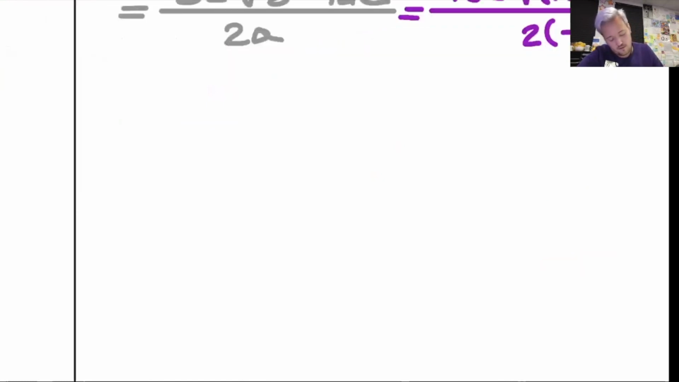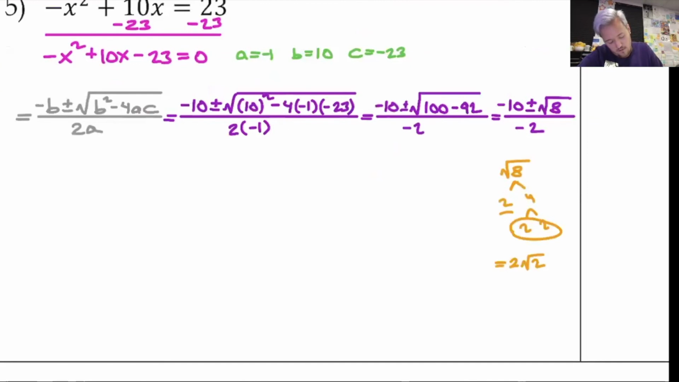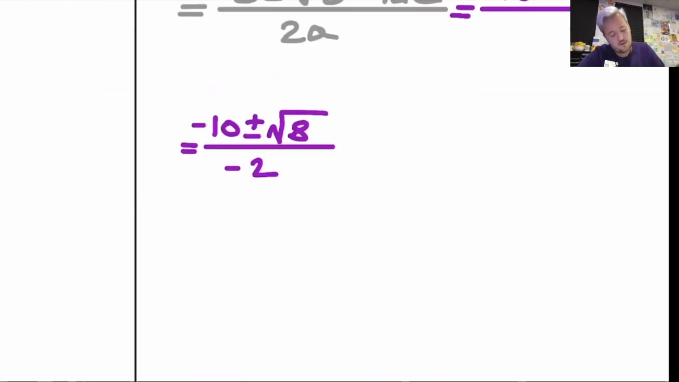Pretty sure this problem was actually supposed to be something different. But we'll see. We'll see how this goes. All right, so I'm going to replace this with 2 root 2.